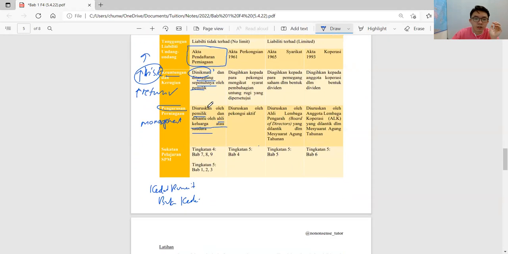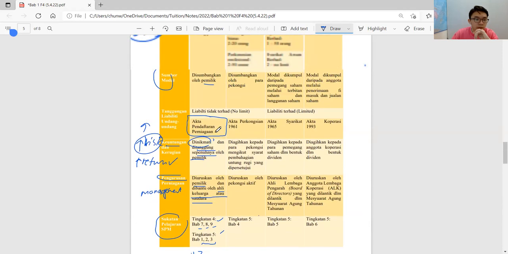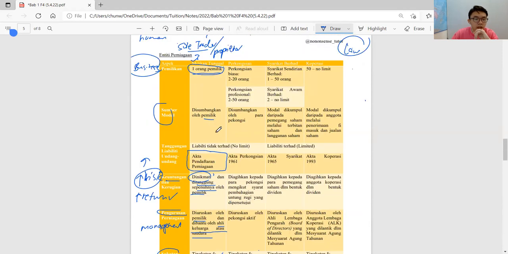So this is normally a small business, let's say. A very, very small. Okay. And in our sukatan pelajaran, so you see all this in bab 7, bab 8, bab 9 in your form 4. And in form 5, normally we see in 1, 2, and 3. Okay. So next. What is EASMT, meaning easy milikan tunggal, right?